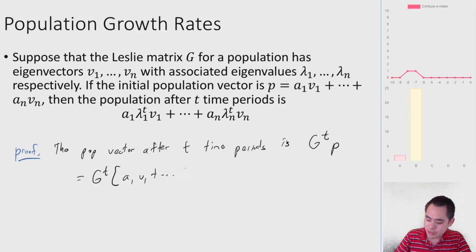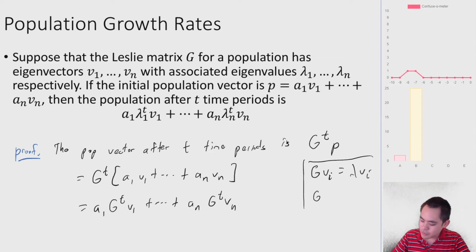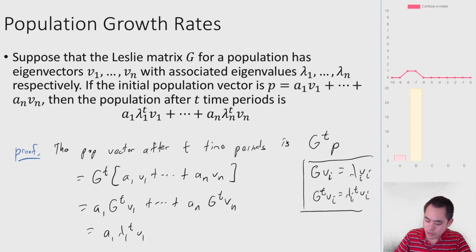So this is equal to g to the t times a1 v1 plus dot dot dot plus an vn, because that's what p is equal to. And so you can use the distributive property. This is a1 g to the t v1 plus dot dot dot plus an g to the t vn. But note that g times vi is going to be equal to lambda i vi. So when you have g to the t vi, you're just doing that t times, so that's lambda i to the t vi. And therefore, this is equal to a1 lambda 1 to the t v1 plus dot dot dot plus an lambda n to the t vn.